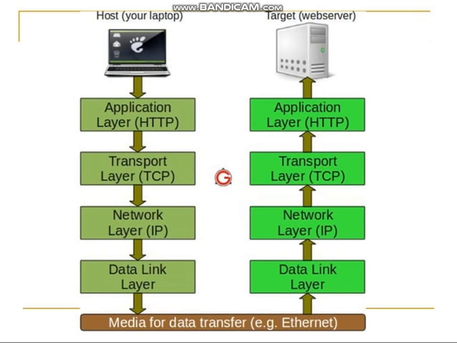In the application layer here we use HTTP, in the transport layer we use TCP, in the network layer we use IP, then the data link layer and the media of data transfer. We receive the data and give it to the data link layer, then the network layer, then it goes to the transport layer and finally the application layer, and we receive the web server.